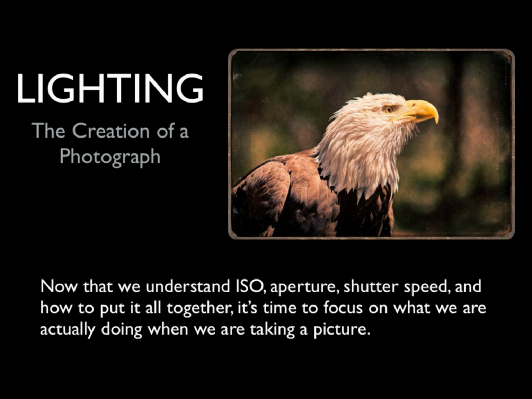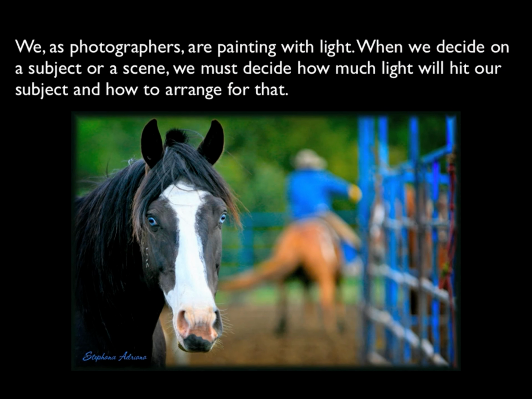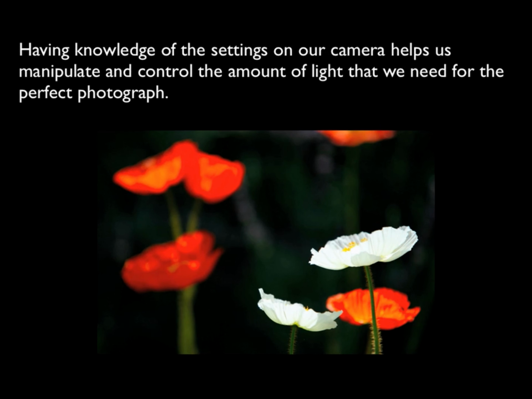Now that we understand ISO, aperture, shutter speed, and how to put it all together, it's time to focus on what we're actually doing when we're taking a picture. We as photographers are painting with light. When we decide on a subject or a scene, we must decide how much light will hit our subject and how to arrange for that. Having knowledge of the settings on our camera helps us manipulate and control the amount of light that we need for the perfect photograph.